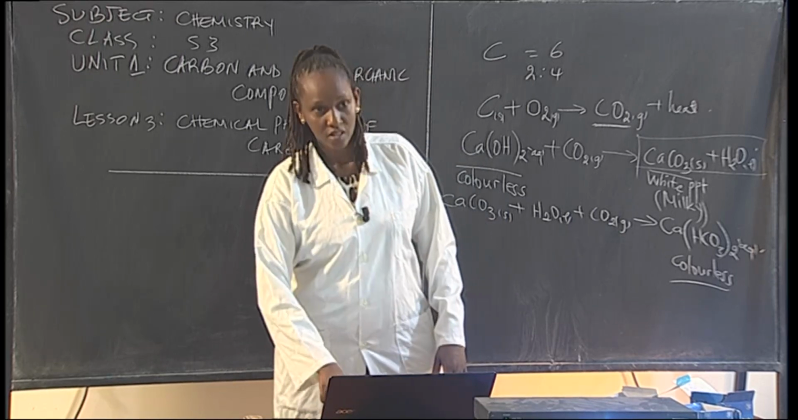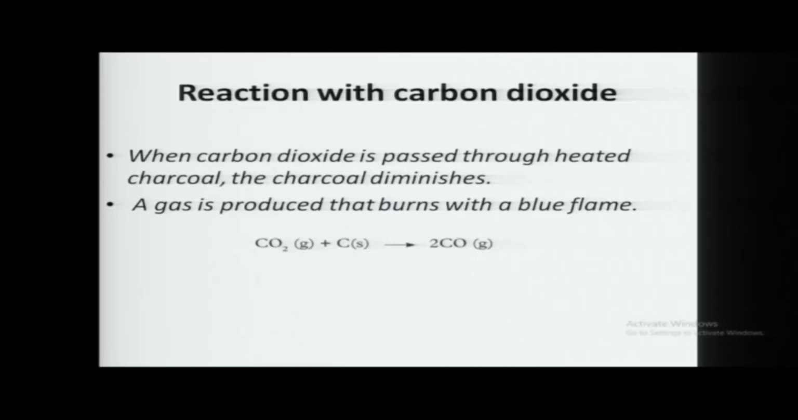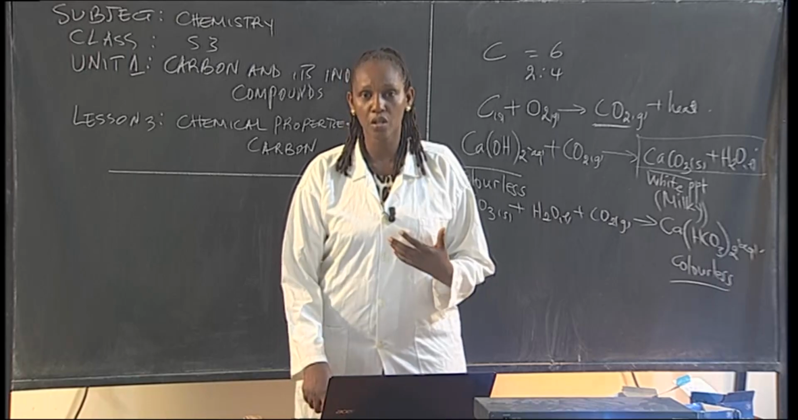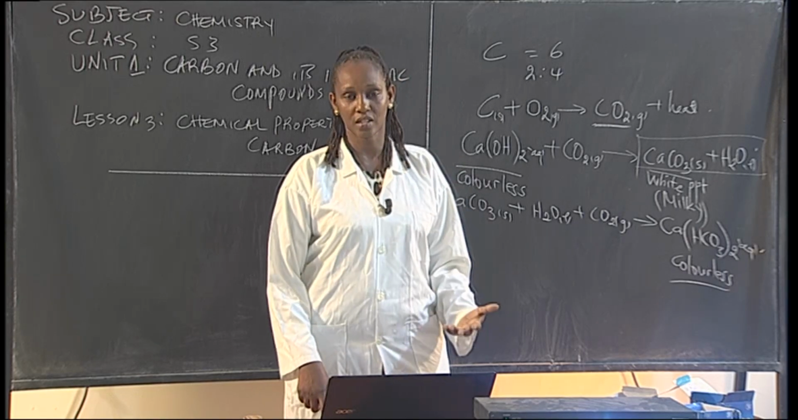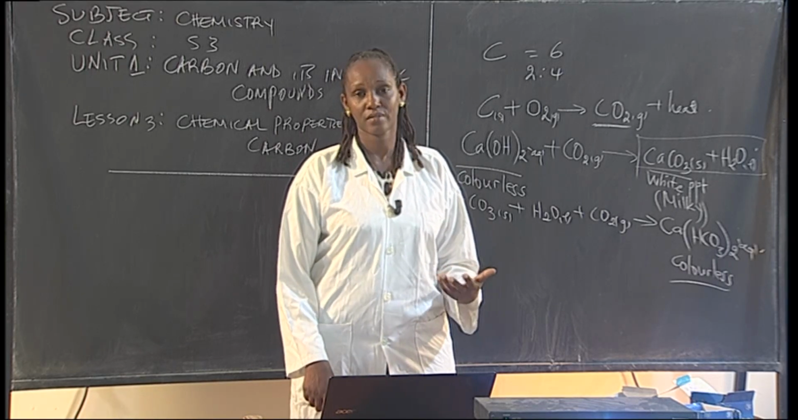Good. So, reaction with carbon dioxide. How does carbon dioxide react with carbon? When you get carbon dioxide and pass it over heated charcoal, the charcoal diminishes. What does that mean? It means that carbon dioxide stops burning, it does not support burning.